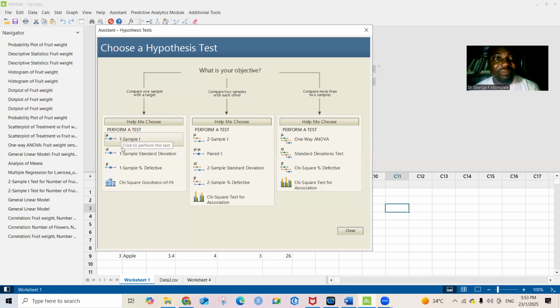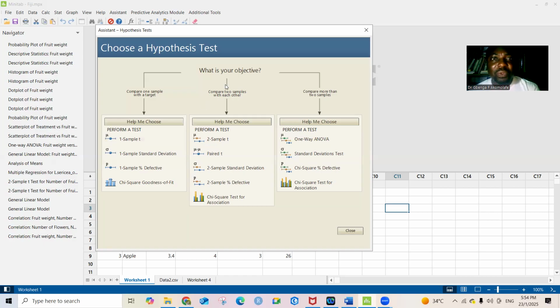And if you want to do that, there are different types of tests that you can use. We have one sample t-test. We have one sample standard deviation. We have one sample percentage defective. And then we have chi-square goodness of fit. Out of all these four, one sample t-test seems to be the most common one. That is, if you are doing a research whereby you have measured the effect of a particular factor, and you want to compare the result with a standard that has been reported in literature, you can use a one sample t-test for that.